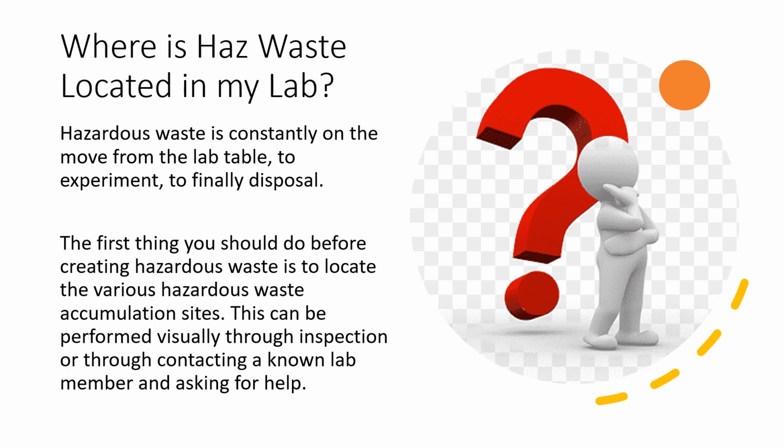Where is hazardous waste located in my lab? Hazardous waste is consistently on the move from lab table to experiment to finally disposal. The first thing you should do before creating hazardous waste is to locate the various hazardous waste accumulation sites. This can be performed visually through inspection or contacting a known lab member and asking for help.